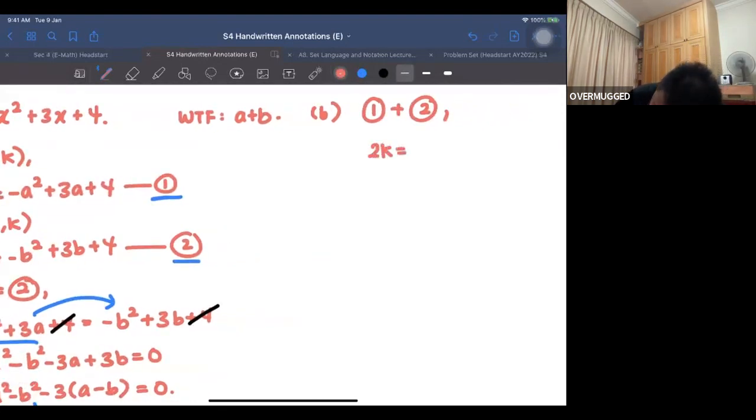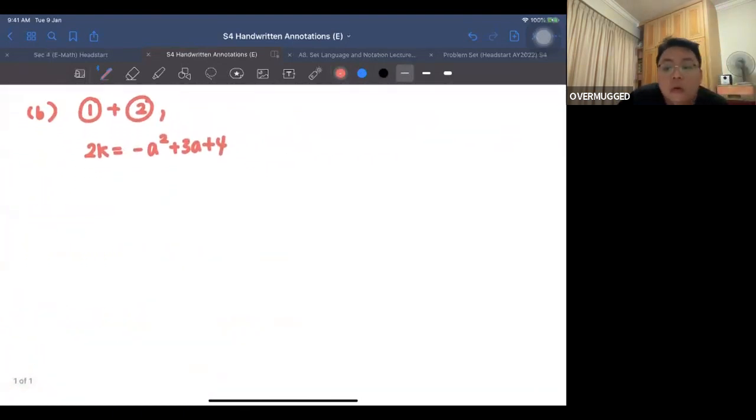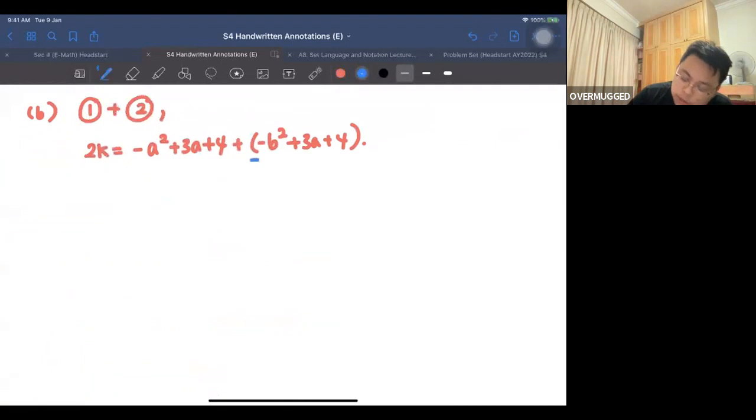2k equals to negative a squared plus 3a plus 4, plus negative b squared plus 3b plus 4. Now, there are some things that I'm doing here that I cultivated due to habit. For example, putting brackets like this. Even though the brackets are a bit not necessary, the reason for putting the bracket there is just in case the plus sign became minus. If this is a minus sign, you need to remember that when you minus something from something, you need to put an overarching bracket. So this is just a habit that I cultivated for myself.